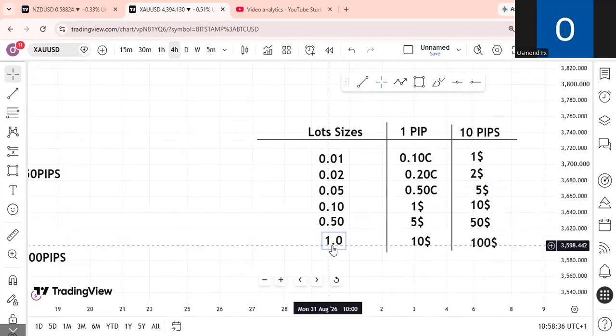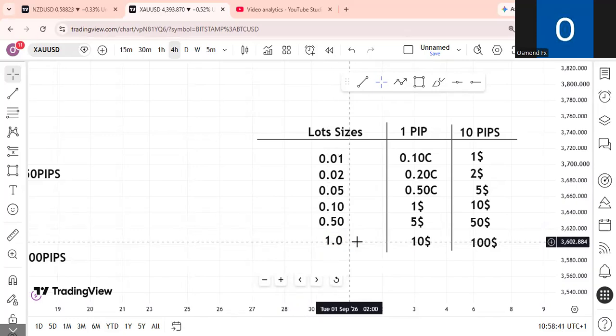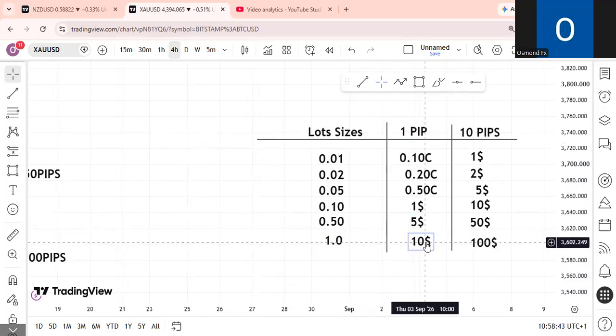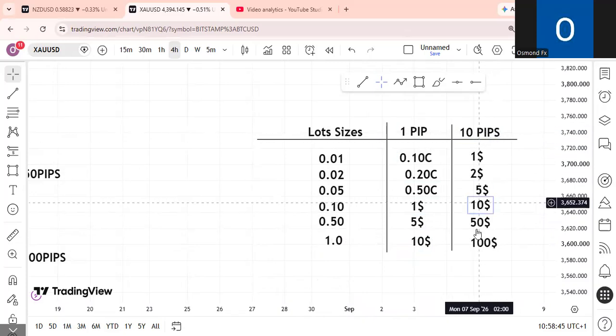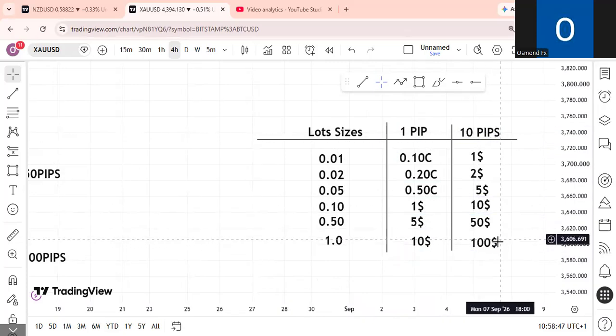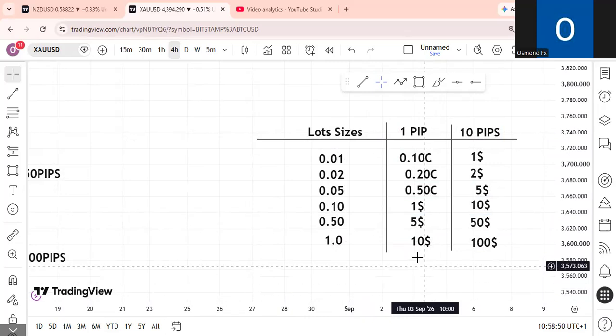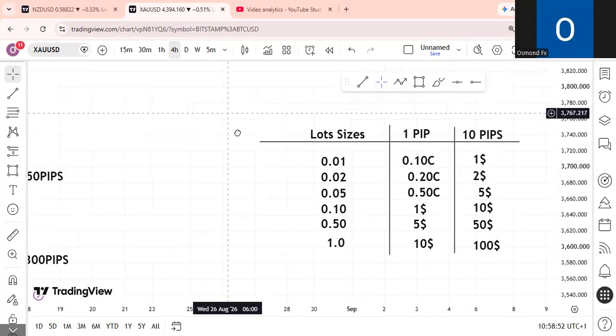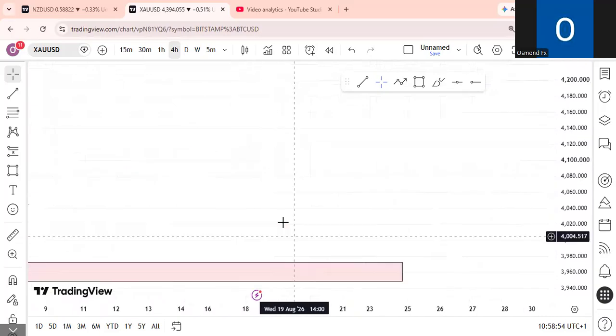Then if you use one standard lot, if market moves 1 pip, you're going to be making $1. Market moves 10 pips, you're going to be making $100, and so on. So guys, I want to give you guys a trick.